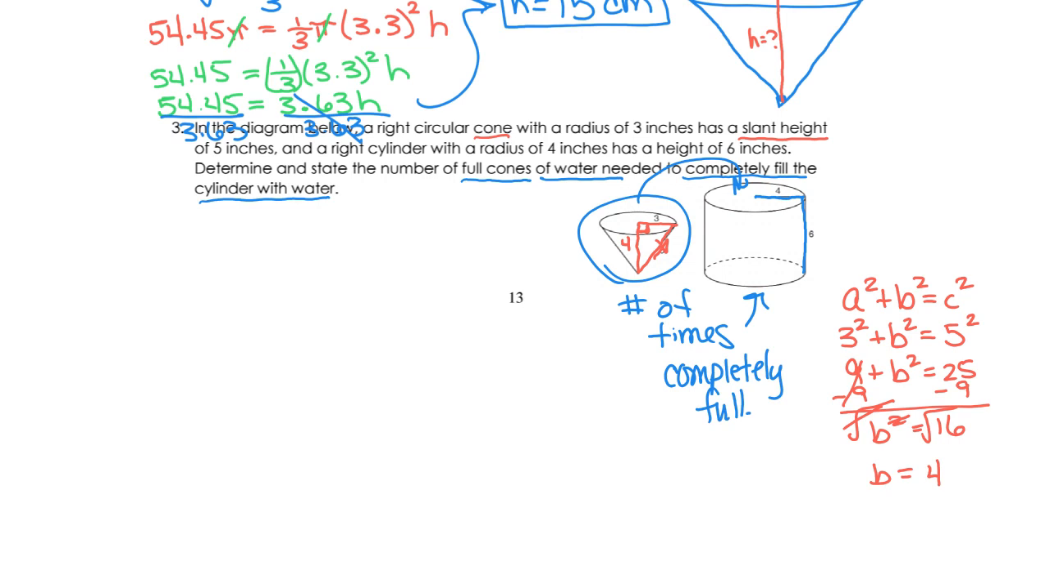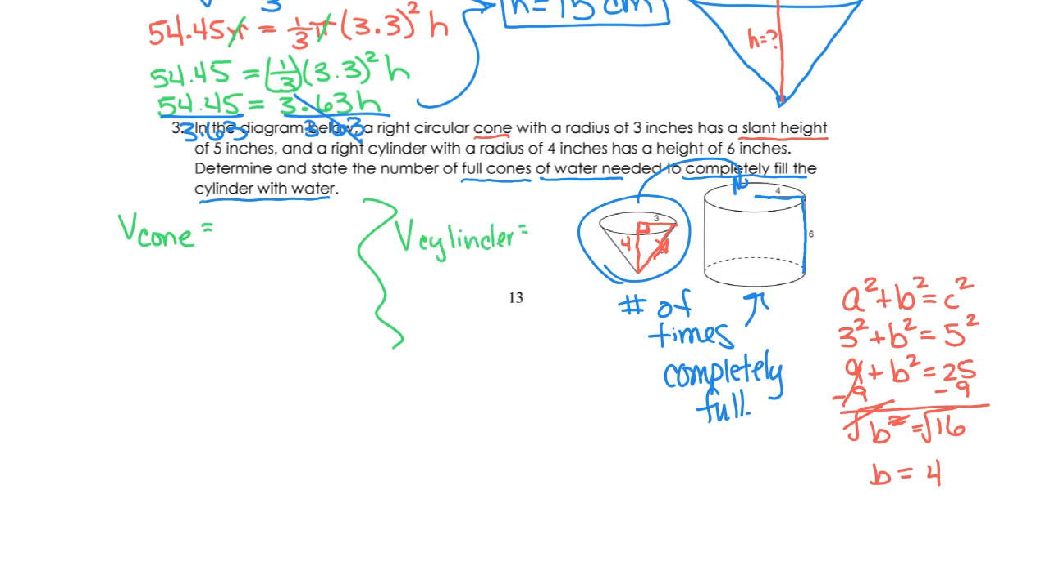All right, so here we go. We're going to have to figure out how much water fits in the cone, how much water fits in the cylinder, and then how many times we'll have to do that. So we're going to go ahead and separate, I think, our paper here. Okay, so we're going to do the volume of the cone on this side, and we'll do the volume of the cylinder on this side.